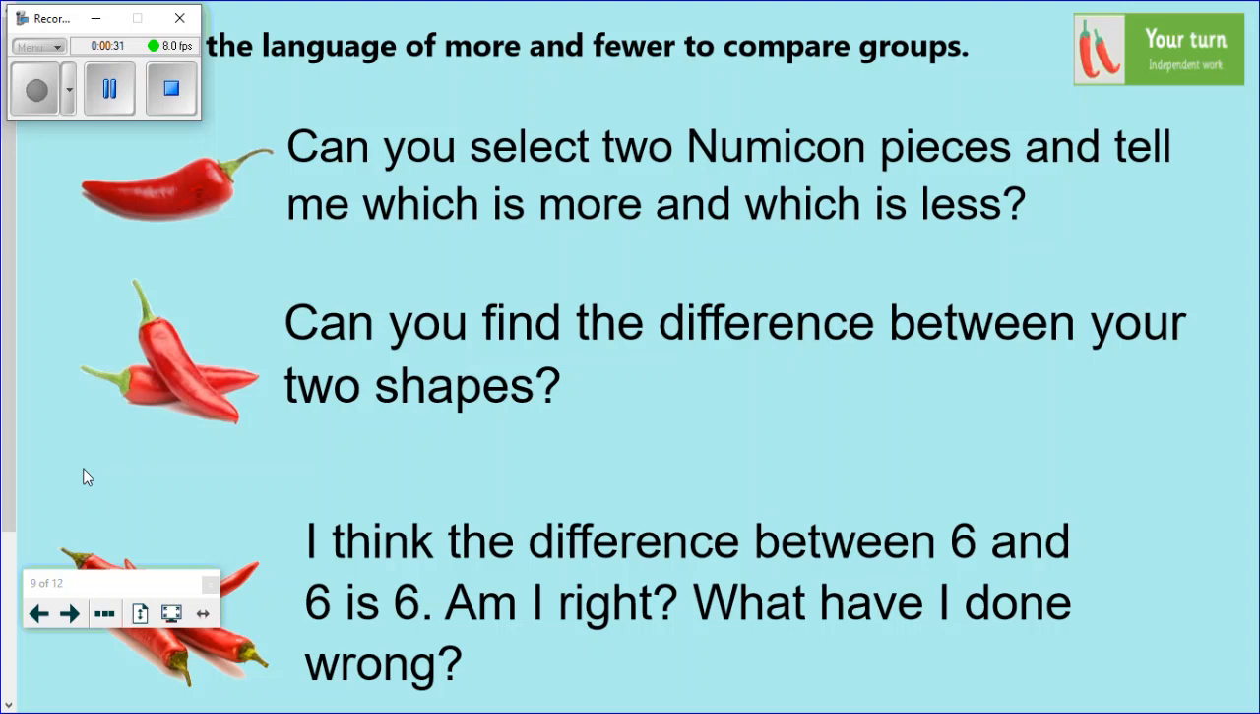And finally, your chili 3. I took 2 of my number 6 pieces of Numicon and I put them on top of each other. So I think that the difference between 6 and 6 is 6. Am I right? What might I have done wrong? Can you check for me?